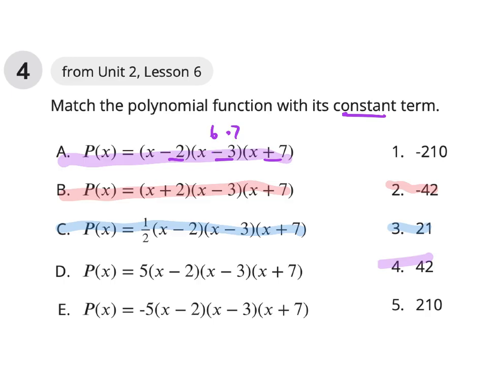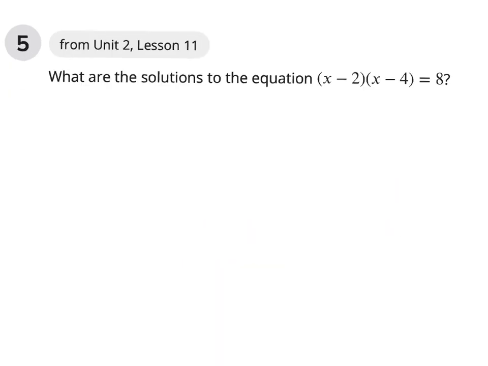5 times 42 is a positive number, so that's going to be 210. And then -5 times a positive number makes -210. Oops, I did that in the same color. I'm sorry. Here we go. Let's erase that. Let's put that in orange. And there you go. Those are your answers. Okay.